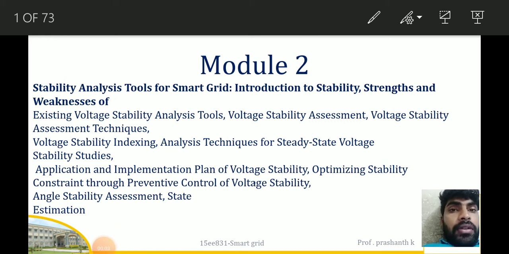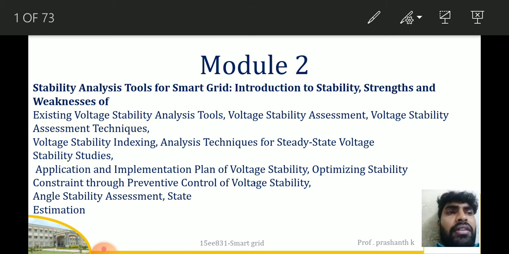Let us discuss Module 2, Stability Analysis Tools for Smart Grid. See here, the system must be stable while operating power generation, transmission, or distribution, right? In this topic, we are going to discuss stability analysis tools, I mean, what tools we are using to make the smart grid operate stably. So, introduction to stability and the strengths and weaknesses of existing voltage stability analysis tools.